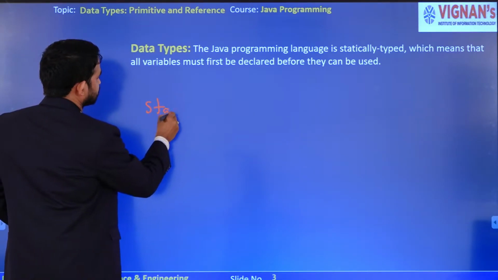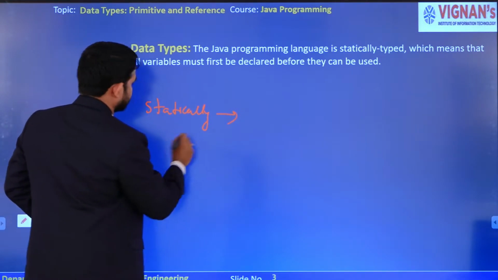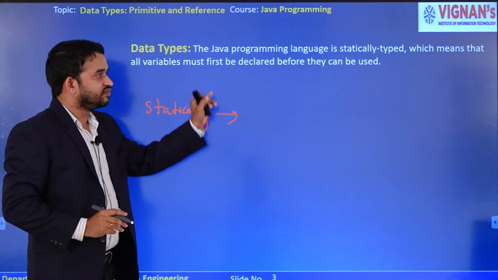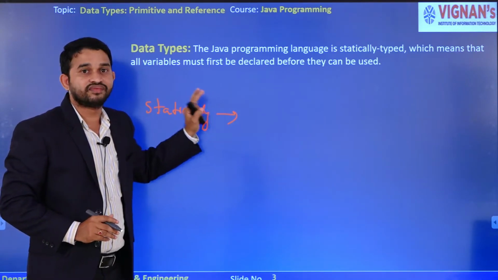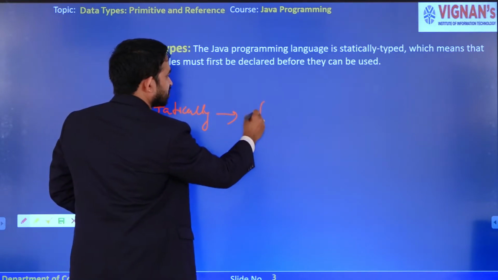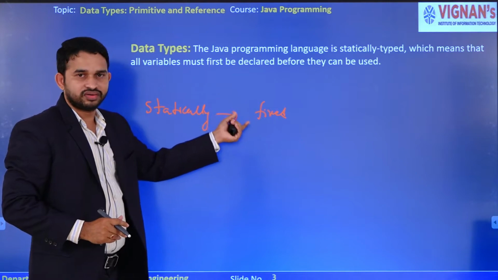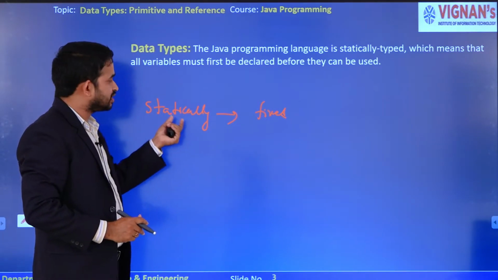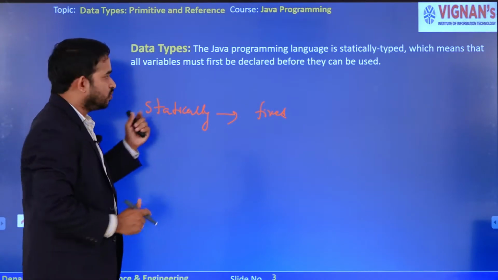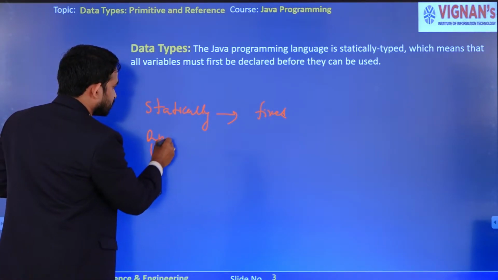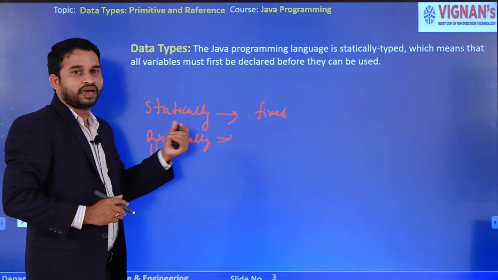Statically typed means whatever data types we declare are fixed up to the execution. If you want to change them, it is not allowed. That type of language we call a statically typed language. Those are C, C++, Java. What is the next one? Dynamically typed. The best examples are Python and Ruby.